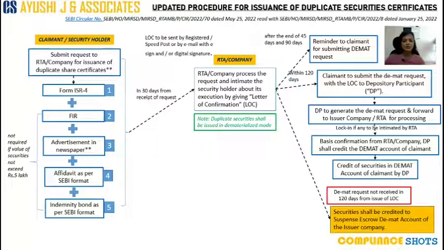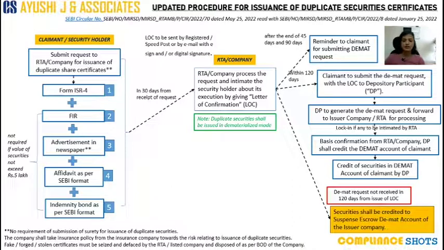Now I will discuss some important points regarding this procedure. Sureties are no longer required for issuance of duplicate securities. The company is required to take an insurance policy from an insurance company for covering the risk related to issuance of duplicate securities. The RTA or issuer company shall seize and deface any fake, forged or stolen certificates, and the same are to be disposed of as per the board of directors of the issuer company.